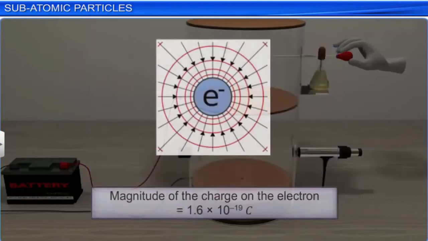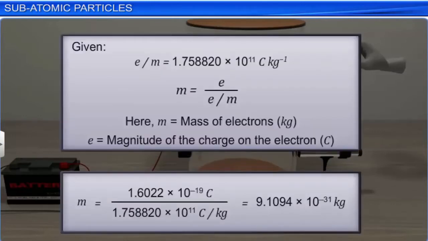Knowing the values of Q and n, Millikan calculated the charge on an electron to be 1.6 × 10^-19 coulombs. The mass of the electron, or me, was then determined by combining the results of Millikan's oil drop experiment and Thomson's value of the e/m ratio, and was found to be 9.1094 × 10^-31 kg.